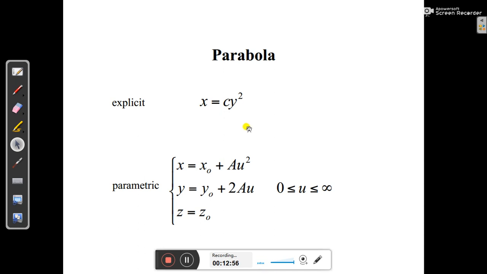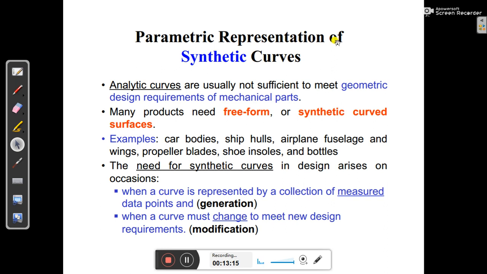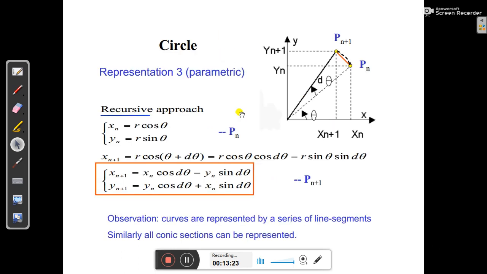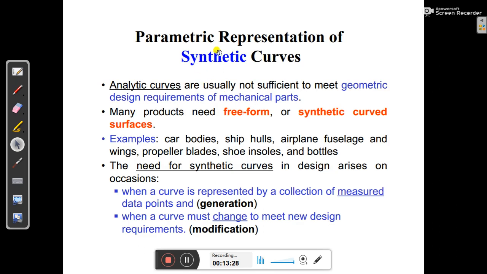In the same way we can also use a parametric equation to represent a parabola. In the hyperbola also, in the same case, we can use mu. Here mu is the parameter on which the equation is dependent to find out the values. So this is the parametric representation of synthetic curves. Here we have used the parabola, hyperbola, ellipse or circle. These are actually analytic curves. Again we can use the same type of parametric equations for synthetic curves also.